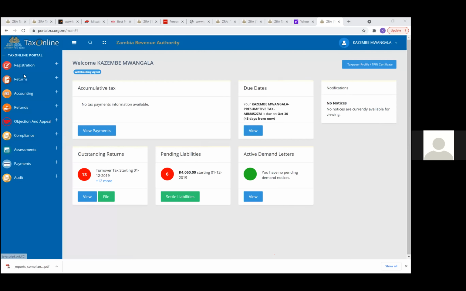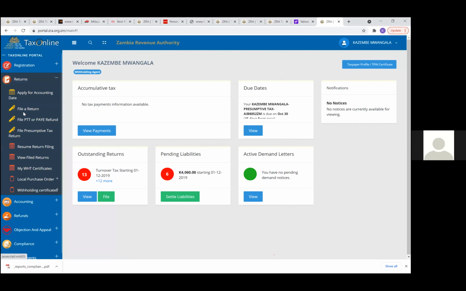So when you want to make a claim, you don't go to refunds. Don't go to refunds, because some people would want to go to refunds. You submit the claim as a return. So you go to returns, and when you go to returns, you go to the option to file a PTT or pay refund. So you select PTT or pay refund.